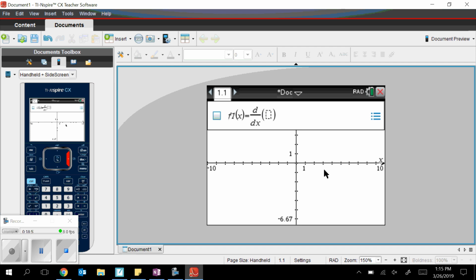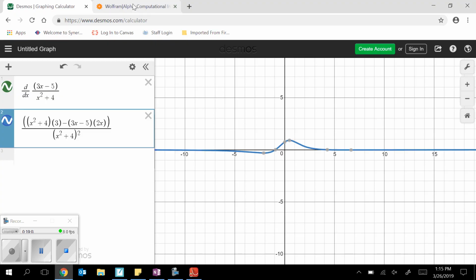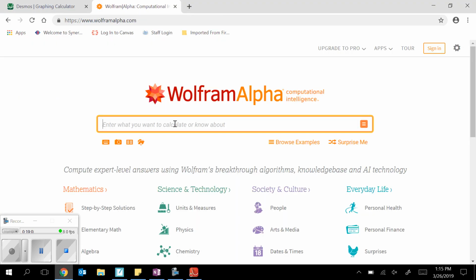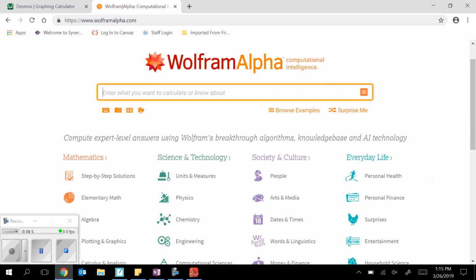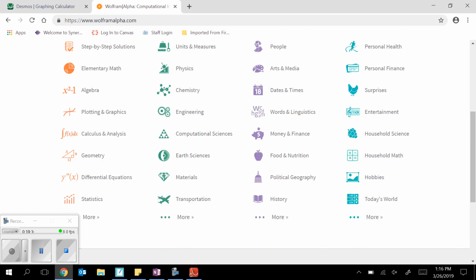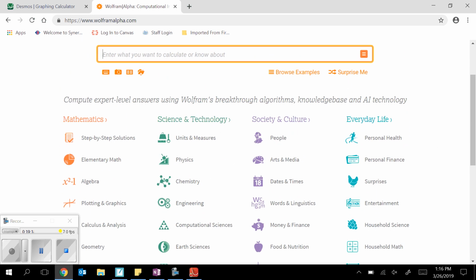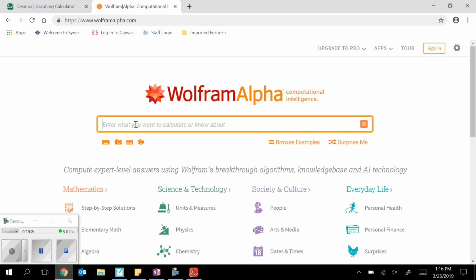Last thing, if you have a full computer out and you don't want to use Desmos, or you just want to do it a different way, there's this great website called Wolfram Alpha. Now, this sounds ridiculous. It is an amazing calculator. It can do so much stuff. Wolfram Alpha is actually the engine that powers Siri on your iPhones. It's really cool. So, all you have to do is just tell it what you want it to do. So, for example, derive and then plug in your function here.